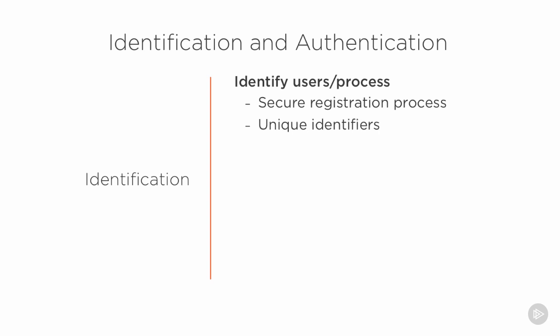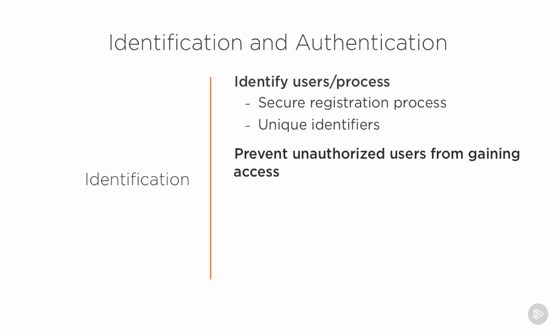So this should be a secure registration process. Every ID should be unique. Shared IDs mean we lose accountability. We lose the ability to associate an activity on a system with a person or process that then executed that activity. So a good user ID is something which is a unique identifier for that particular entity.